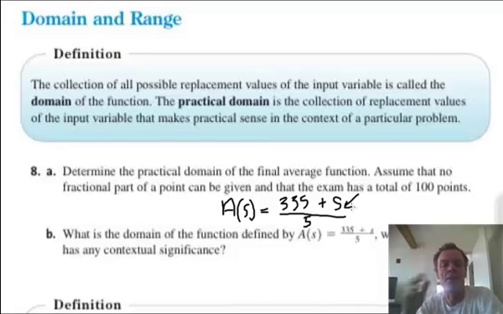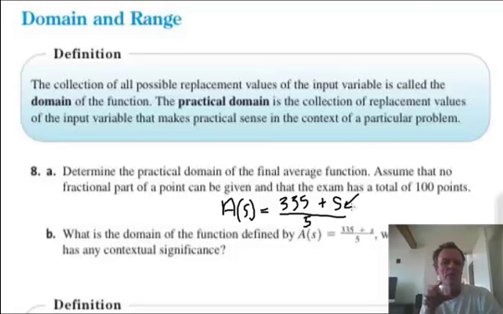Now, if you think about this, the practical domain, you're doing a test. Well, the practical domain is this. It's anything between 0 and 100, because that's the only numbers you can get on a test, all right? Unless you get extra credit. So that's the domain. I can get nothing on a test. I can get 1%, I can get 20%, terribly, I can get 75%, that's a C. I can get 90%, that's an A. I can get 100%. So that's the practical domain.